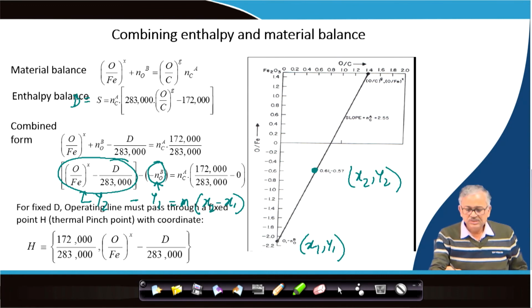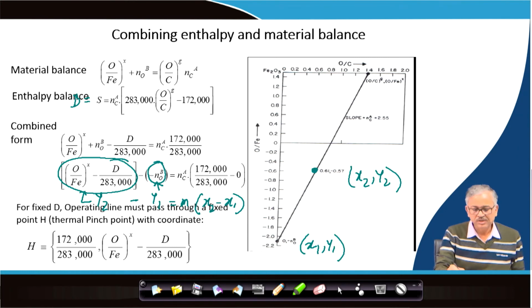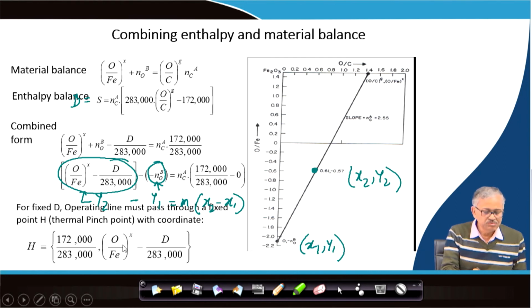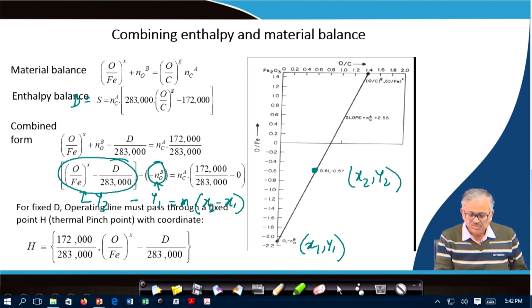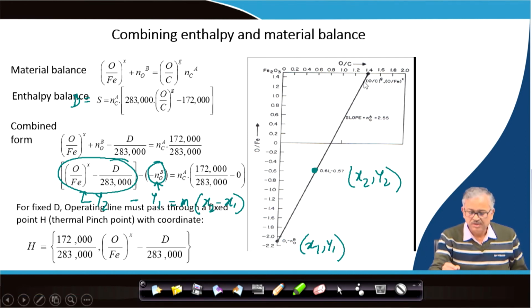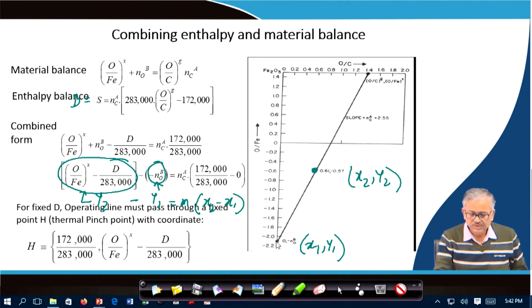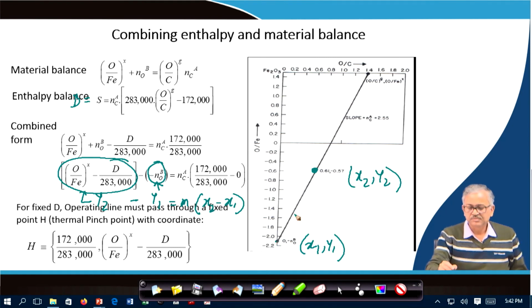So since this is a fixed point, you can easily calculate it. If you know the heat demand and O by F, you obviously know the charge. If it is hematite, 1.5; if you know the heat demand, you can calculate the H point, a fixed point on the line. So you now require only one more point, either this point or this point. If you know this point, you can have the straight line, so you can easily predict the slope.